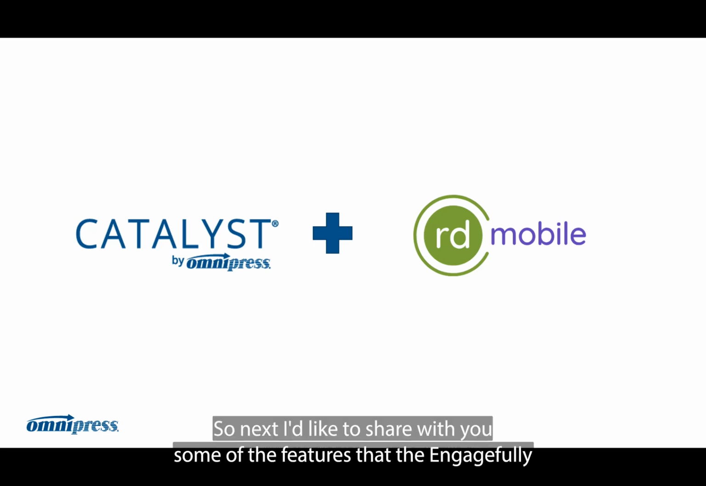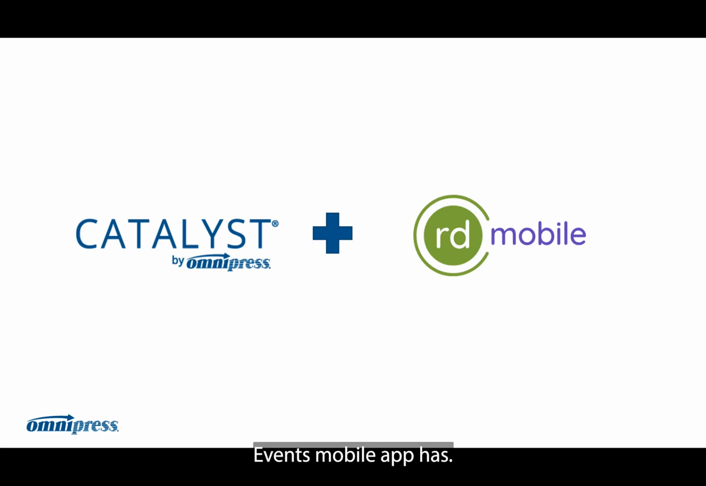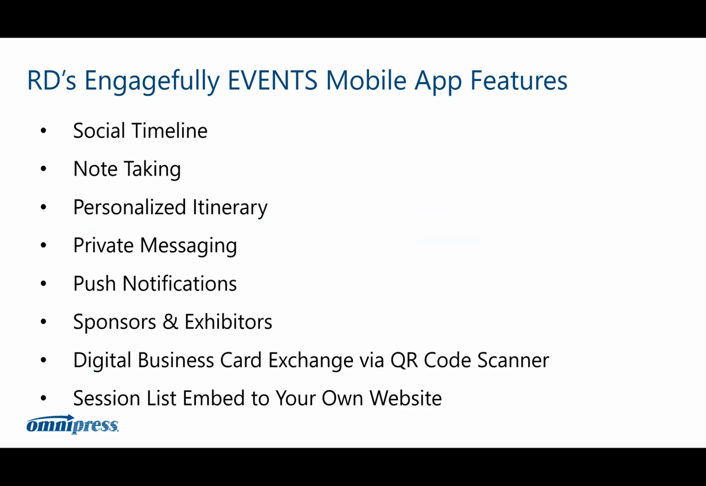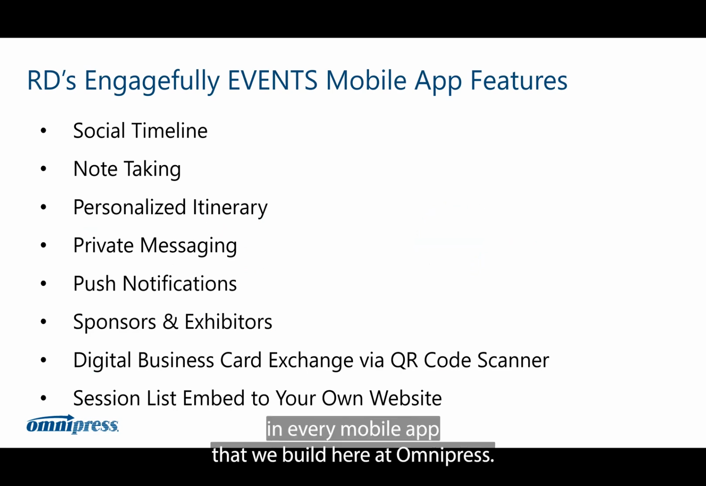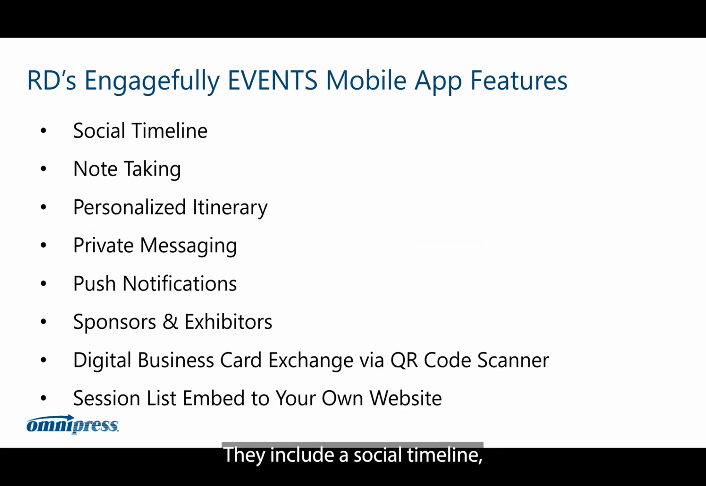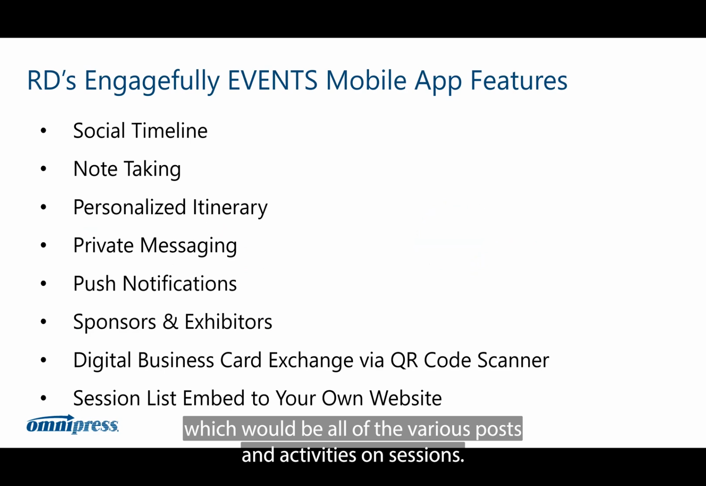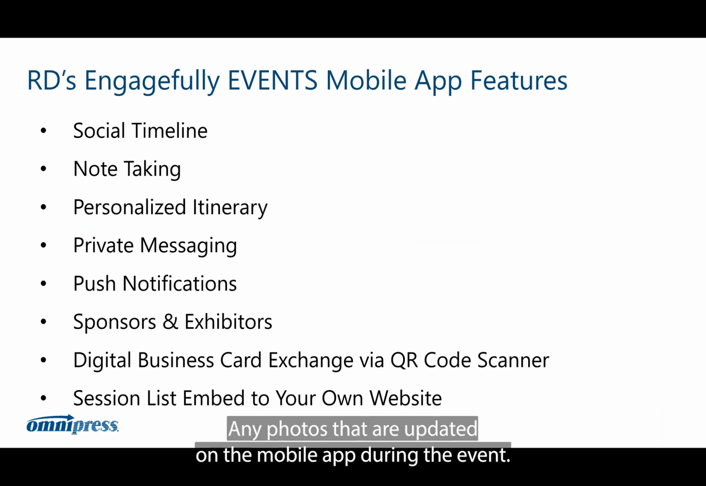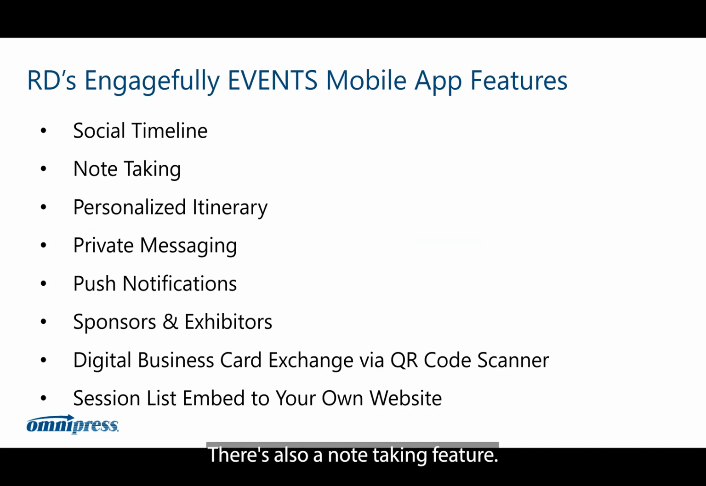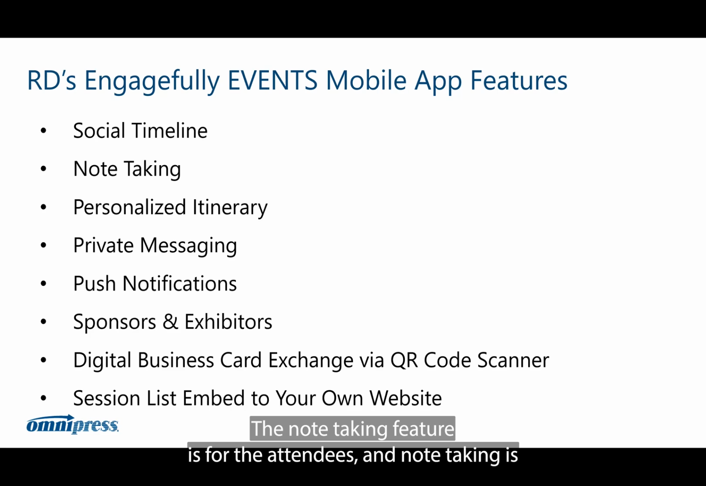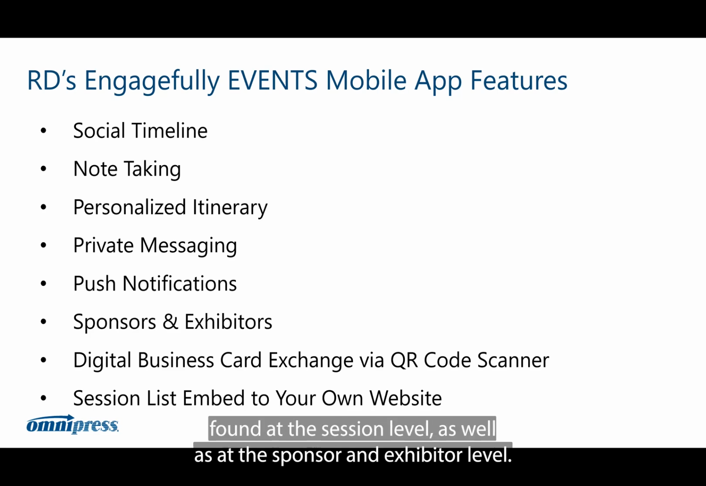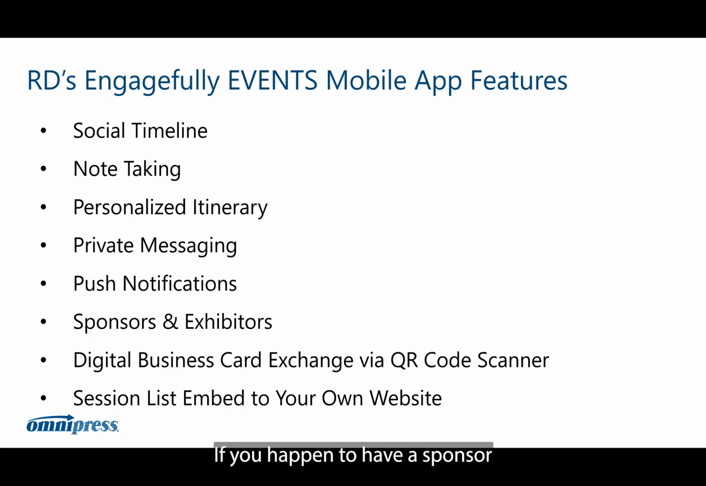So next, I'd like to share with you some of the features that the Engagefully Events mobile app has. The following features are included in every mobile app that we build here at Omnipress. They include a social timeline, which would be all of the various posts and activities on sessions, any photos that are updated on the mobile app during the event. There's also a note-taking feature. The note-taking feature is for the attendees, and note-taking is found at the session level, as well as at the sponsor and exhibitor level, if you happen to have a sponsor and exhibitor module as part of your app.